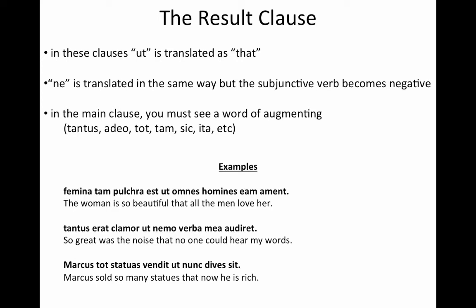And again, for an example, femina tam pulchra est ut omnes homines eam ament. The woman is so beautiful that all the men love her. Note that your subordinate subjunctive clause starts with that ut and ends with the subjunctive verb, here a present subjunctive, ament. And you can look through the rest of the examples yourself.